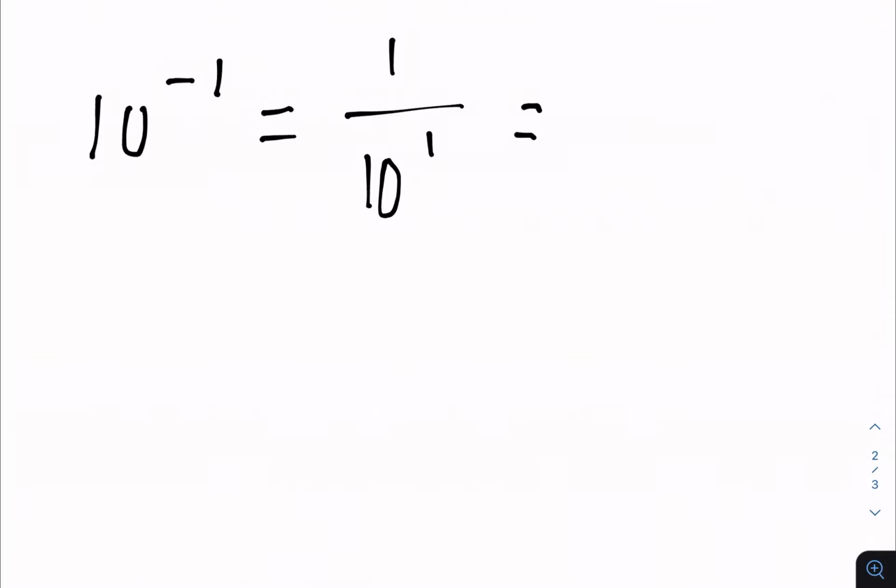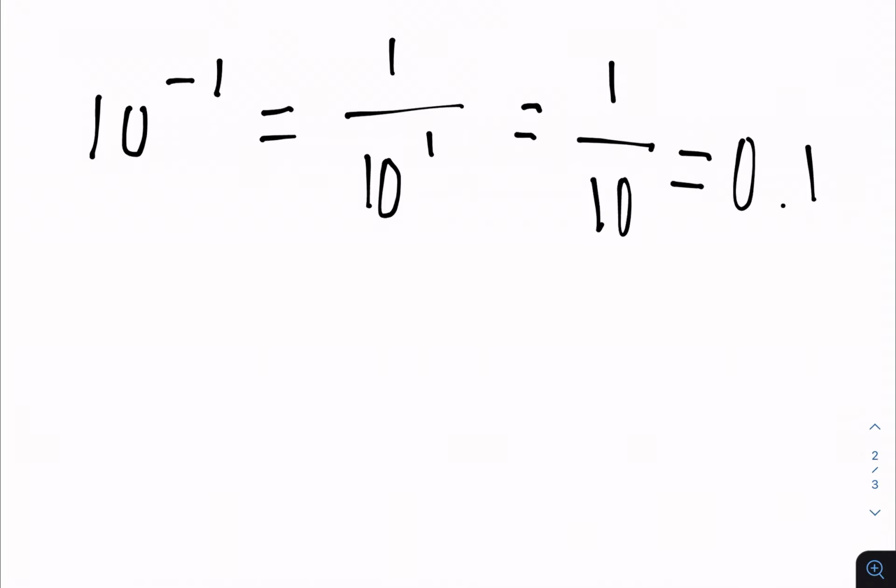So now what do we do when we have powers of 10 with a negative exponent? So let's take 10 to the negative 1 power, for example. So negative exponents means it's the reciprocal of 10 to the first power. So that means it's 1 over 10. So that equals 1 over 10, or 0.1. You can also just think of this like that.